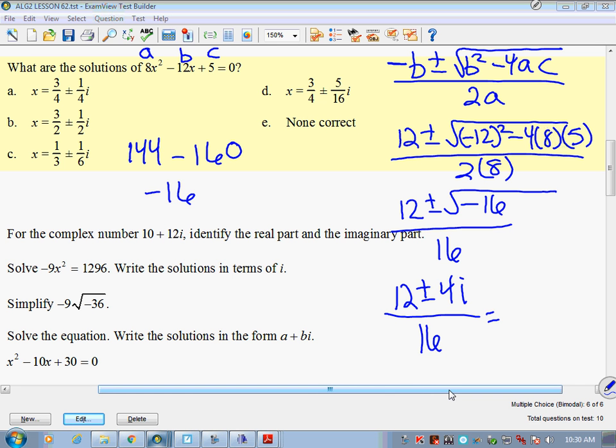Now, I can reduce those fractions down, right? What's the reduced fraction of 12/16? I can divide them both by 2, and I'm going to get 6/8. I can divide both those numbers down and get 3/4. So that's 3/4 plus or minus 4 divided by 16. What does that reduce to? 1/4. So that would be i over 4, or 1 over 4 times i, which is why I get that for an answer.